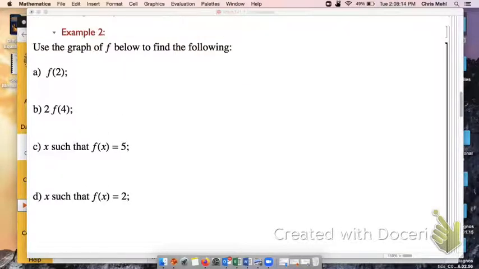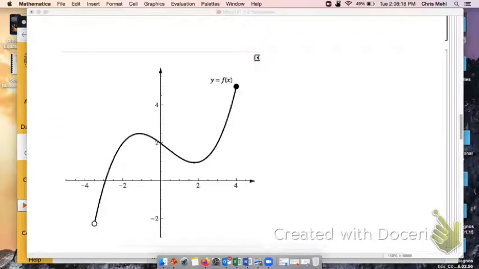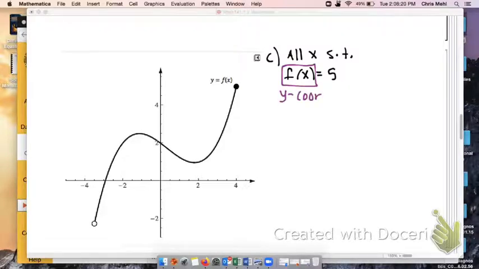Part C wants me to find all x such that f of x equals 5. Now notice this time I'm given the function value of 5. This is notation for the y coordinates.